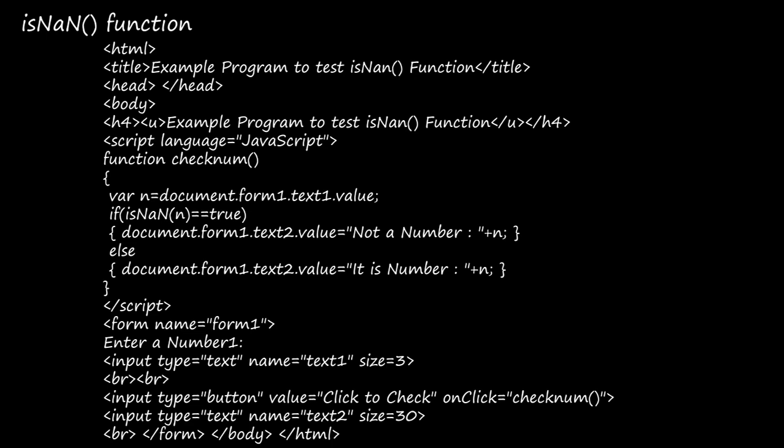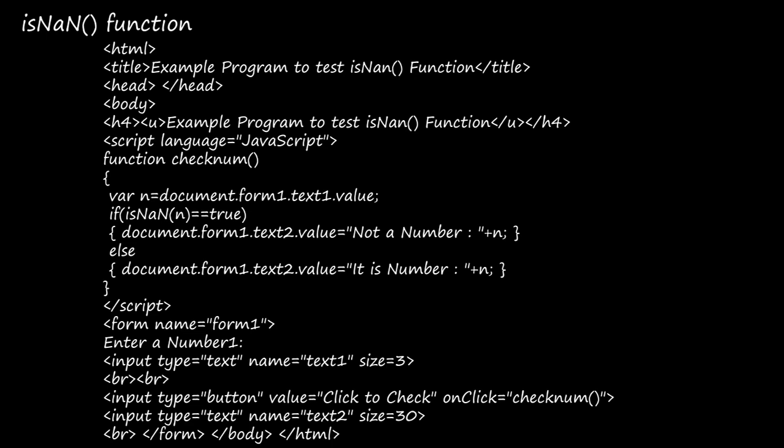In that line we have input type equal to button, so here we get a button to click, and the value is equal to "Click to check". Onclick checknum. Here first we are giving a button, and in that button it will be written as "Click to check". Onclick is equal to, inside double quotes, checknum.